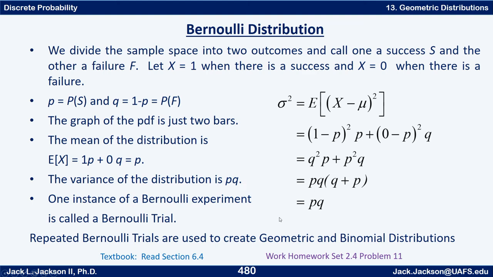So one instance of a Bernoulli experiment is called a Bernoulli trial. Now, the Bernoulli distribution is a legit distribution in and of itself, but it's mainly of interest to us because we would like to do repeated Bernoulli trials. Usually independent Bernoulli trials are used to create geometric and binomial distributions. In this video, we're going to continue to talk about geometric distributions, the main point of this video, and then we'll pick up with binomial distributions in a couple of videos, 2 or 3 videos after this.